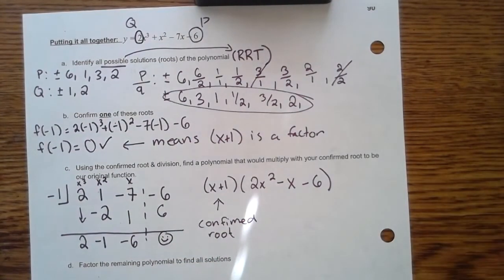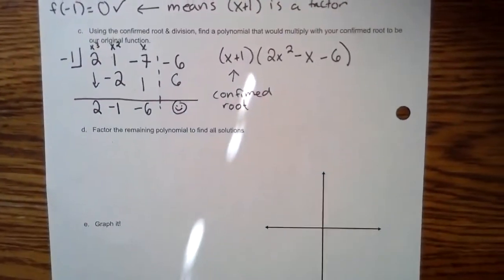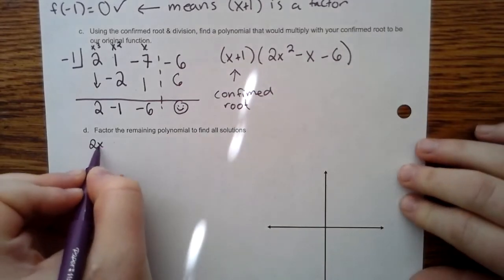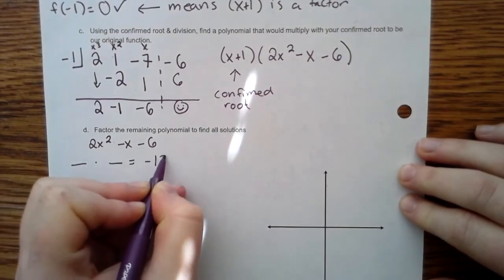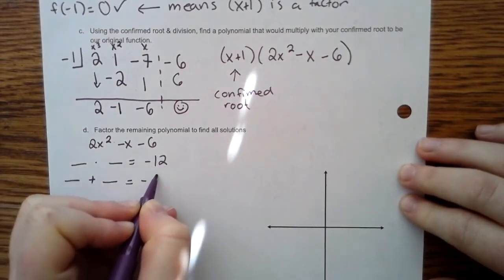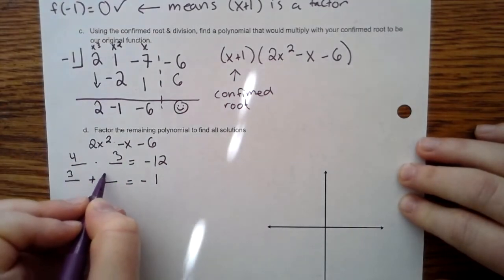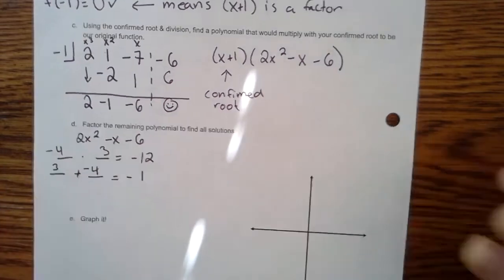Okay, guys, do not forget to pause. Please. I don't have long pauses in here because I want this video to be as compact as possible. So pause me. Pause me. Factor the remaining polynomial and find all solutions. So I have 2x squared minus x minus 6. I'm trying to multiply to -12 and add to -1, 4 and 3, I believe. Yes. Four is negative.